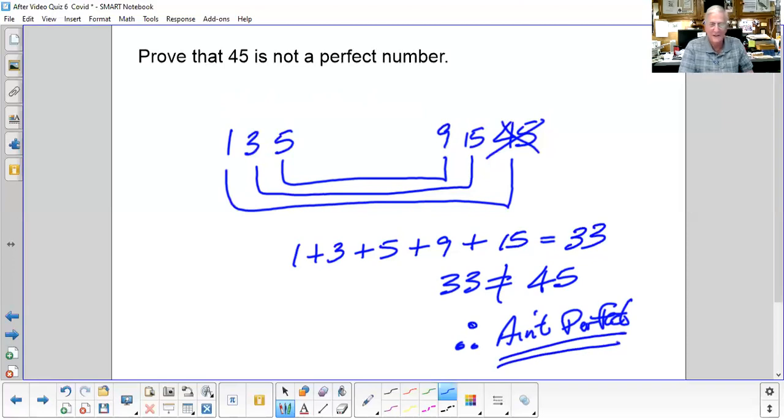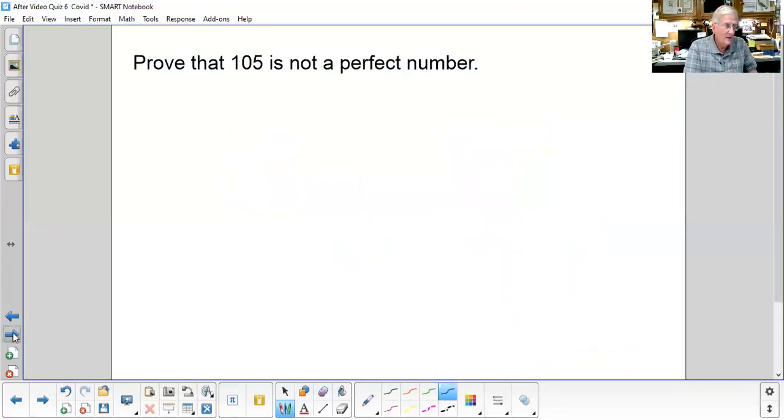Ain't perfect, okay? If you say ain't perfect, I get a kick out of that if you write that on your test. When I give you the test, probably this Friday, I will ask you to prove to me that a particular number is not perfect, okay? And this is the process you will have to go through to do that. Why don't we try another one?